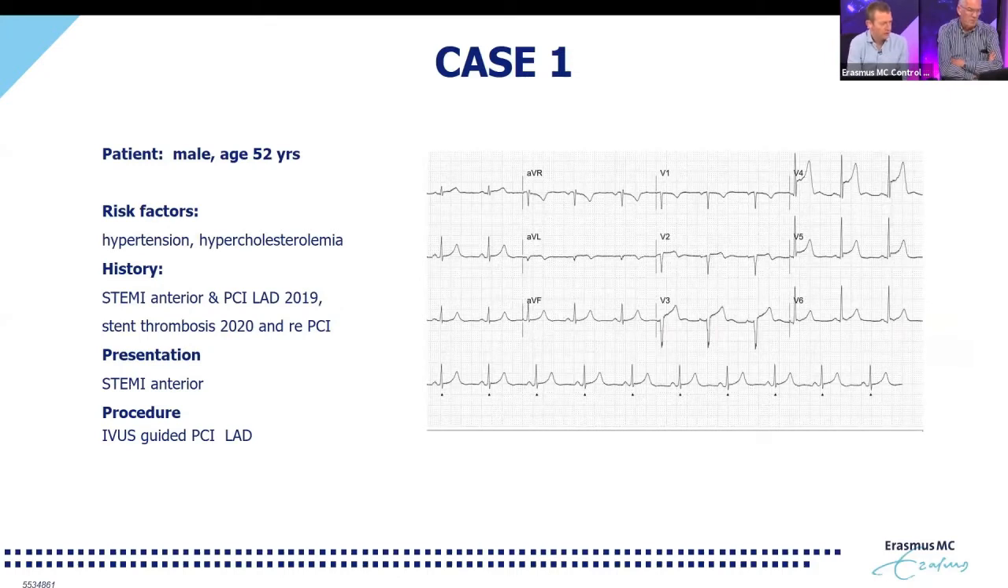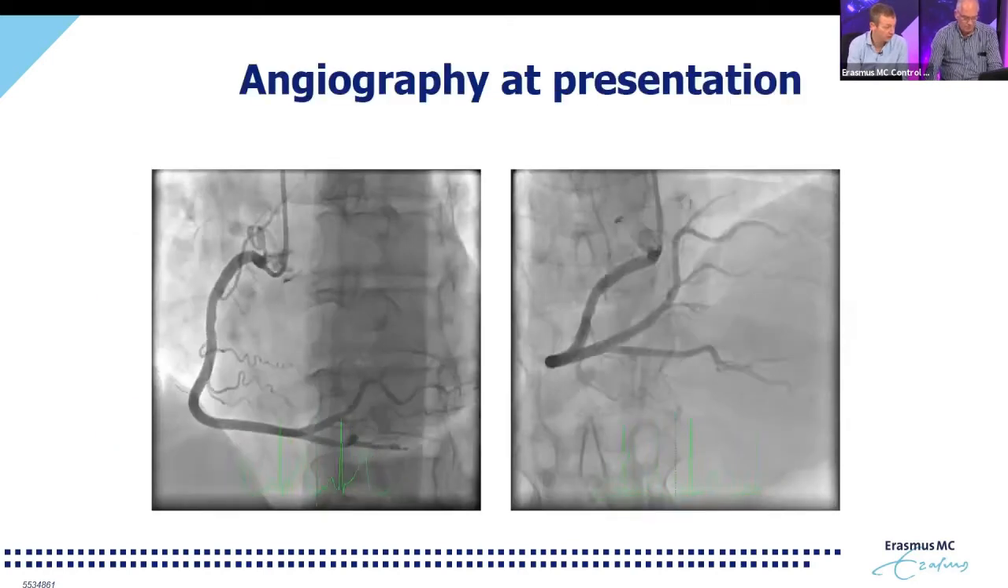So the first case we want to show you is a male patient, 52 years of age, with hypertension and hypercholesterolemia. This patient already had an anterior STEMI with a PCI of the LAD in 2019, and came back in 2020 with a repeat PCI for a stent thrombosis. Today he is presenting again with ST segment elevation anterior, suspected of having a new, and a third actually, anterior STEMI, for which he then underwent an IVUS guided PCI here in our center.